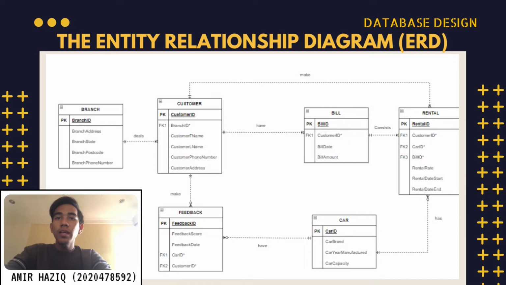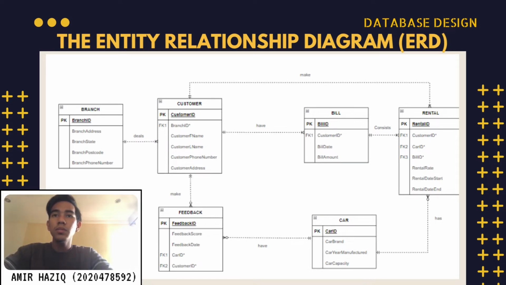And the last one is the feedback table. The primary key is feedback ID and there are two foreign keys, car ID and customer ID. The other attributes are feedback score and feedback date. There is a relationship between the car table and the feedback table. The relationship is one-to-many optional. Each car can have many feedbacks. Each feedback only has one car.